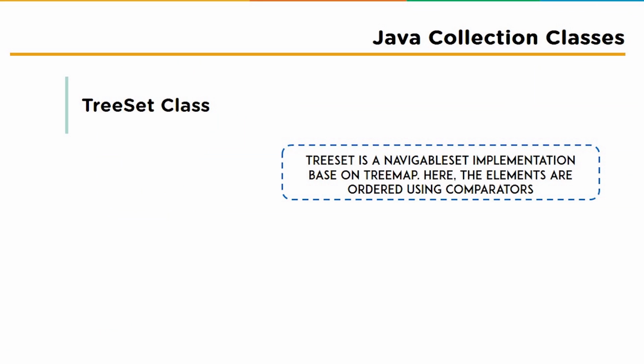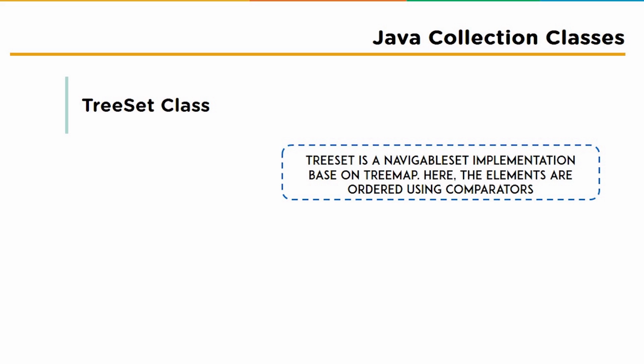A tree set class is a navigable set implementation based on a tree map. The elements are ordered using their natural ordering or by a comparator provided at set creation time, depending on which constructor is being used. This implementation provides guaranteed log(n) time cost for the basic operations such as add, remove, and contains. Note that the ordering maintained by a set, whether or not an explicit comparator is provided, must be consistent with equals if it is to correctly implement the set interface.